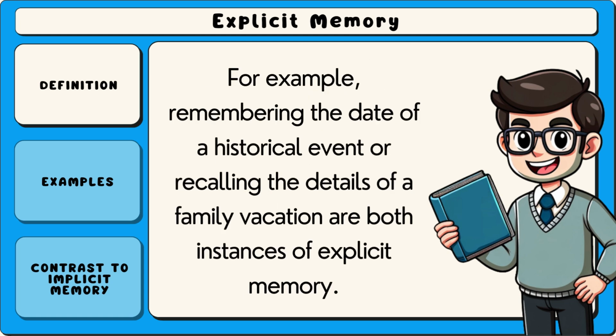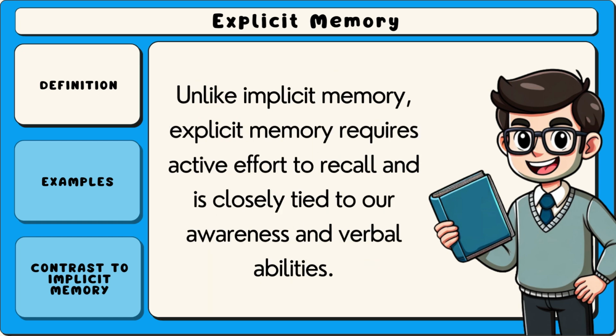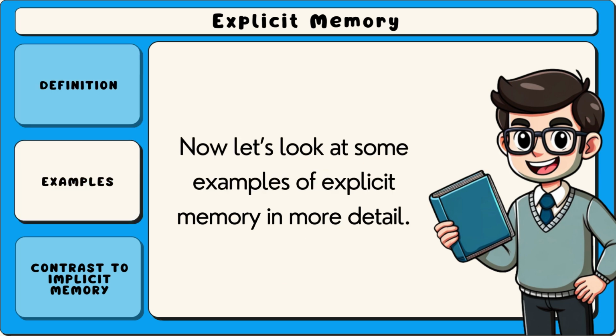For example, remembering the date of a historical event or recalling the details of a family vacation are both instances of explicit memory. This type of memory relies on areas of the brain such as the hippocampus and prefrontal cortex to encode, store, and retrieve information. Unlike implicit memory, explicit memory requires active effort to recall and is closely tied to our awareness and verbal abilities. Now let's look at some examples of explicit memory in more detail.